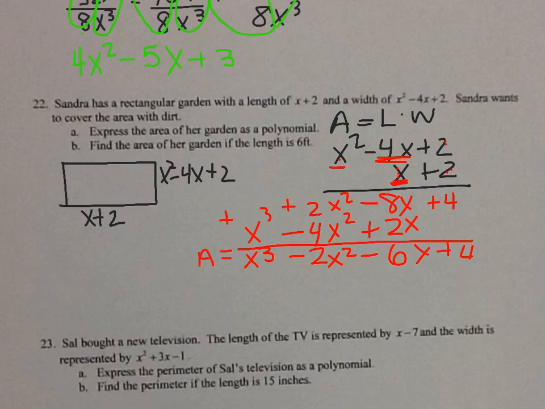Now it says find the area if her length is 6. All right, so it says here length is equal to x plus 2. So that means x plus 2 has to equal 6. It doesn't mean x is 6. The length is 6. So that means x plus 2 has to equal 6. Minus 2. So now we know x is equal to 4. Now you're going to plug 4 in. So it's 4 to the third minus 2 times 4 squared minus 6 times 4 plus 4. That you just plug in your calculator all at one time. And you get the area is 12 square feet.